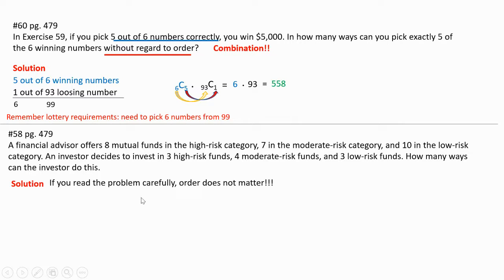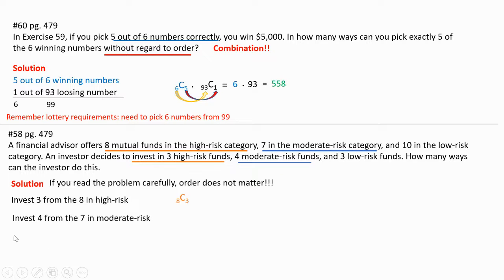Okay. If you read the problem carefully, order does not matter, so it's going to be combination. So 8 mutual funds, we want 3, so that's going to be invest 3 from the 8. High risk is going to be 8 combination 3. 7 moderate risk, and we want 4. So 4 from the 7 is going to be 7 combination 4. And 10 in low risk, and we want 3. So invest 3 from the 10 is going to be 10 combination 3.